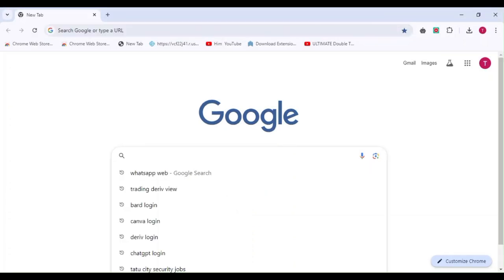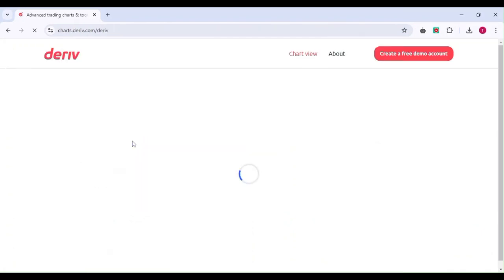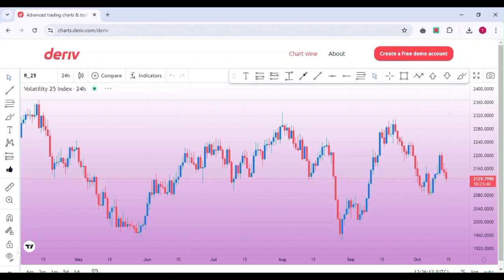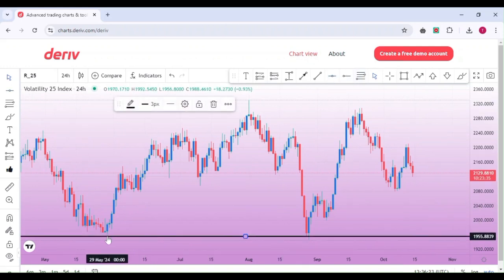Today is another amazing day to trade and illustrate to you how some concepts and decisions are made. So today we will be diving into derivcharts.com, and I just want you to remember we talked about the support zones, like that one.